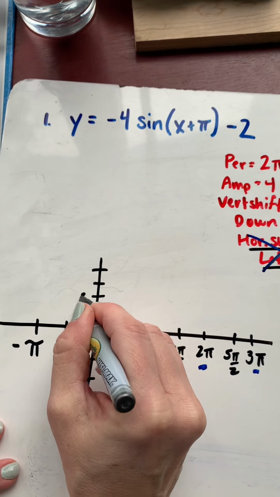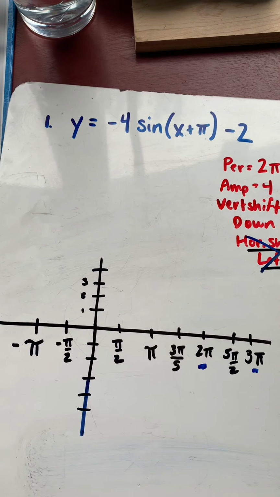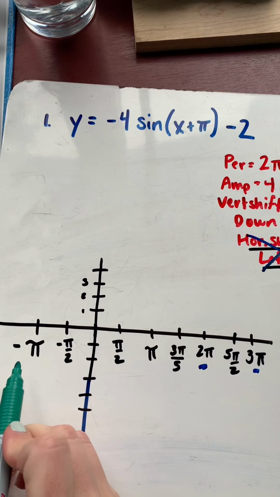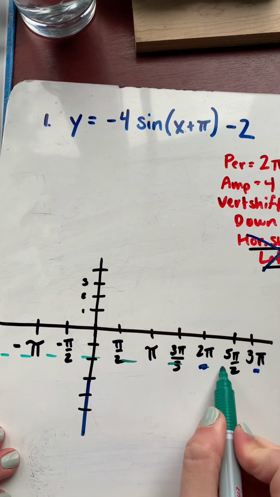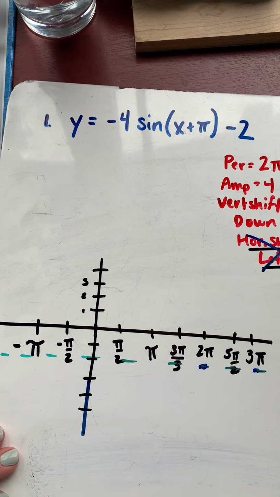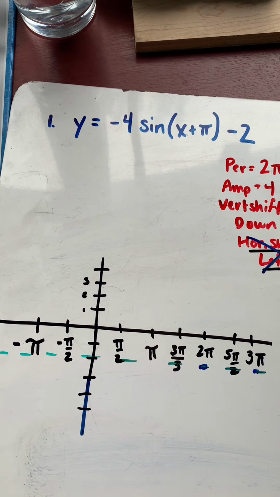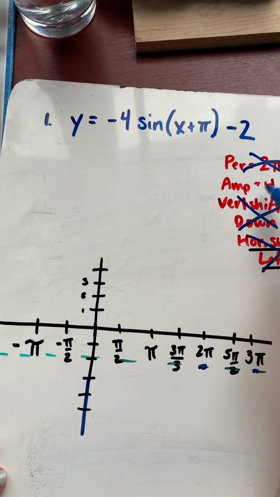My y-axis, I'm counting by 1s. So down 2, I might want to draw just a really faint dotted line to let myself know that's what I'm graphing sine around. All right, taking care of the vertical shift down 2, the period, now the amplitude.